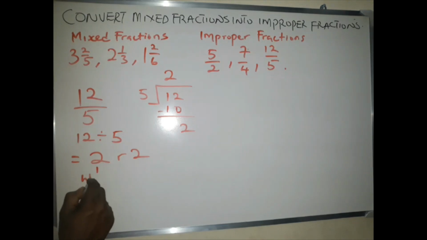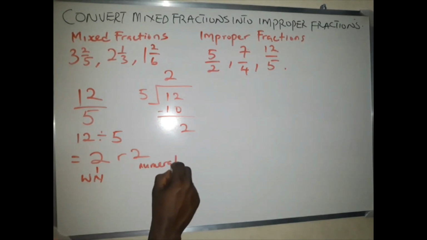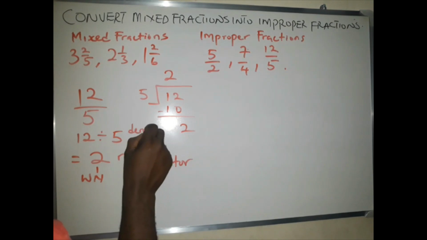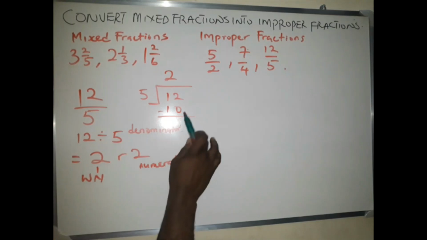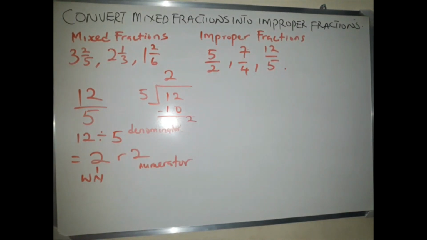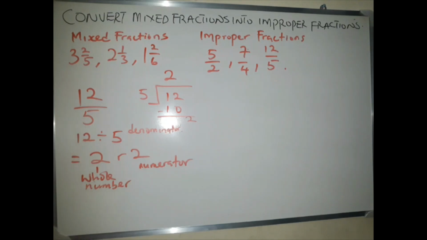And like I said, this 2 here will be your whole number. Let's use the abbreviation, 2 whole number. This 2 will be your numerator, while the 5 will be your denominator. Now this is a remainder here. So you now have your whole number. Let's write it in full. Whole number, you have your numerator, which is your remainder, and then you have your denominator, which is the initial 5 we used to divide 12. So you can now rearrange it into a mixed fraction. You have your 2, numerator 2 all over 5.